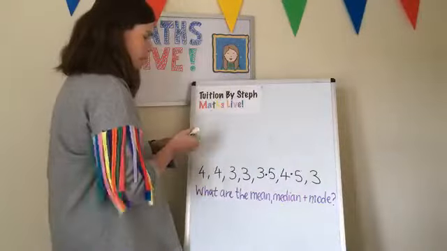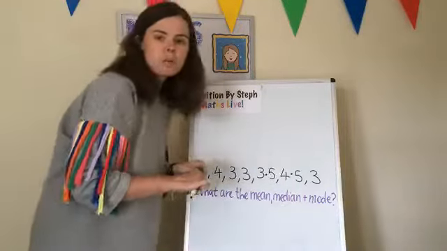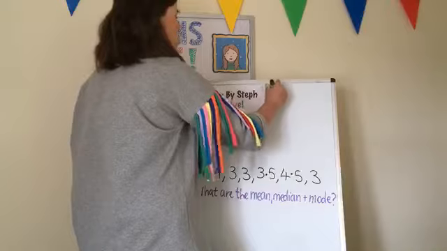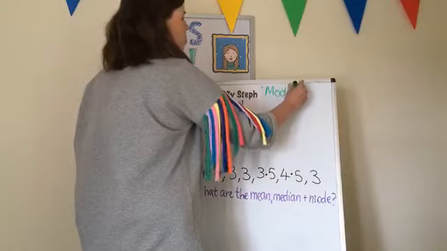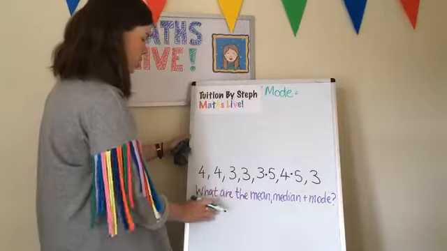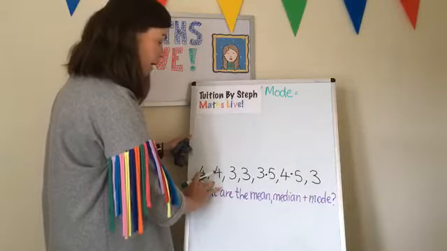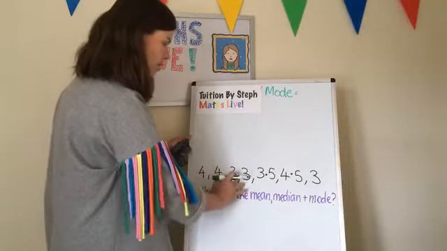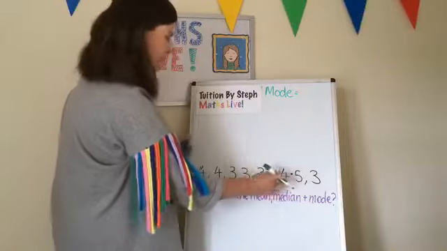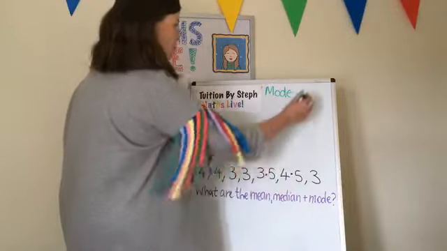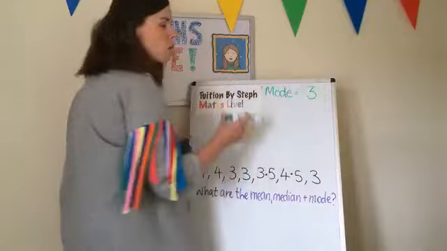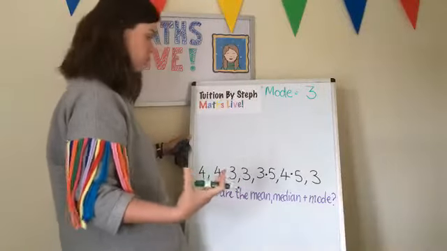Mode is the one we did on Monday. And mode is the one that occurs the most. So we're looking for the number that occurs the most. We've got 4 twice, 3 three times, 3.5 and 4.5. So the mode is 3 because the number 3 occurs the most.